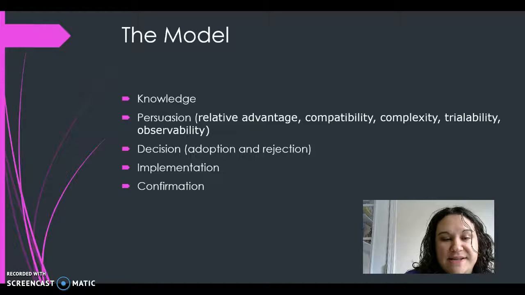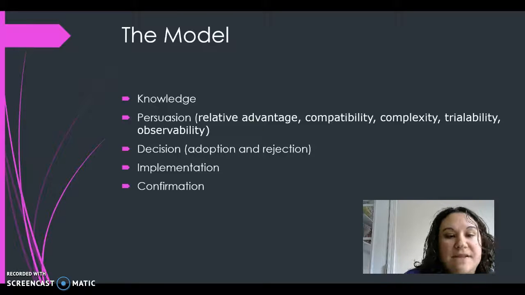Then there's the decision stage. This is adoption and rejection. It's not exclusive. You can reject something at first that can be later adopted. Maybe it was the wrong time, or maybe some things had to get tweaked first. Once rejection occurs, it's not impossible to be adopted later on.